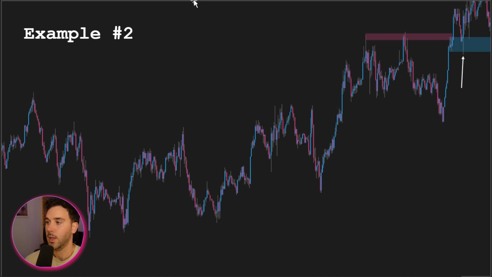Example 2, again, we've got some clear highs. We have a little cluster just before the break of these highs, pushes up, price comes down, and then reacts from that decision point.